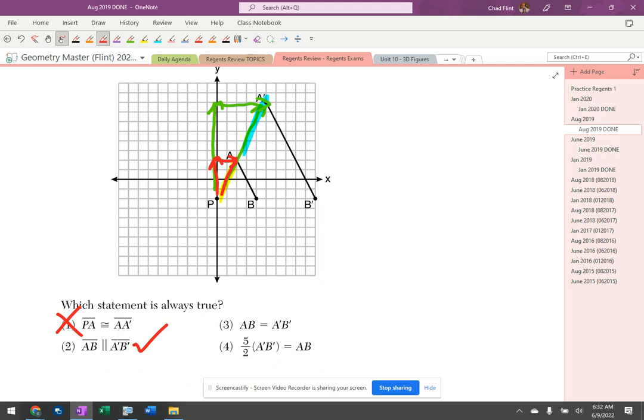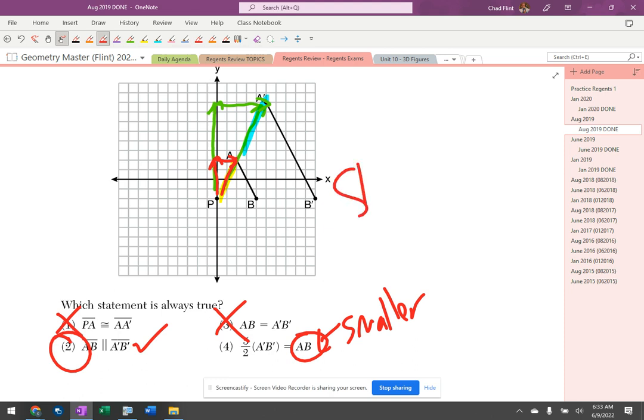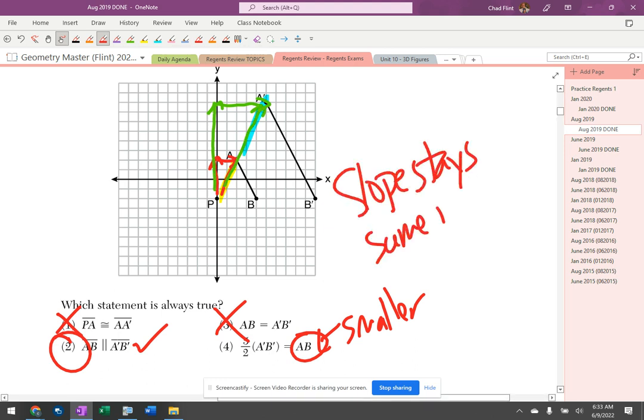That's almost definitely true, okay, because what happens is when you dilate something, the slope doesn't change, all right? So that's a good thing to think is probably true. AB is equal to A prime B prime. There's no way that's true, all right? And then 5/2 times AB, A prime B prime equals AB. This is smaller, all right? This is smaller. So there's no way I multiply the bigger one times 5/2, which is bigger than 1, and get the smaller one. All right, I'm going to write down slope stays the same in a dilation.